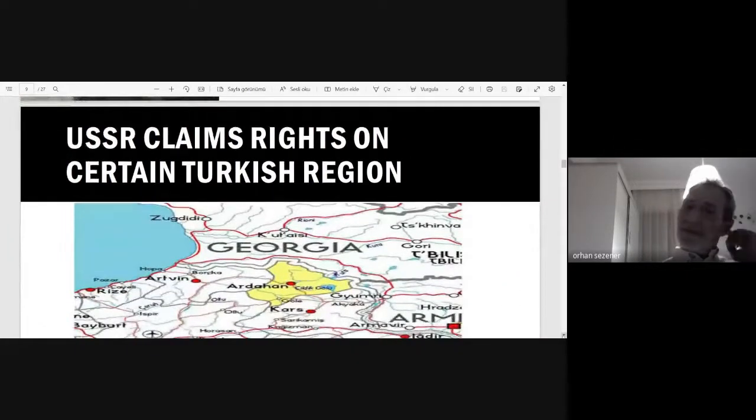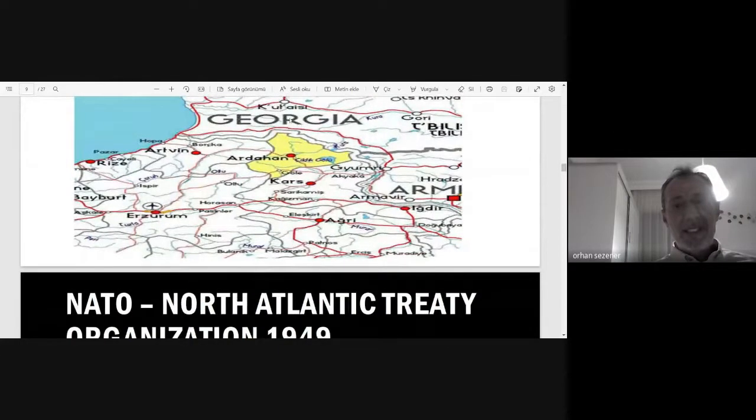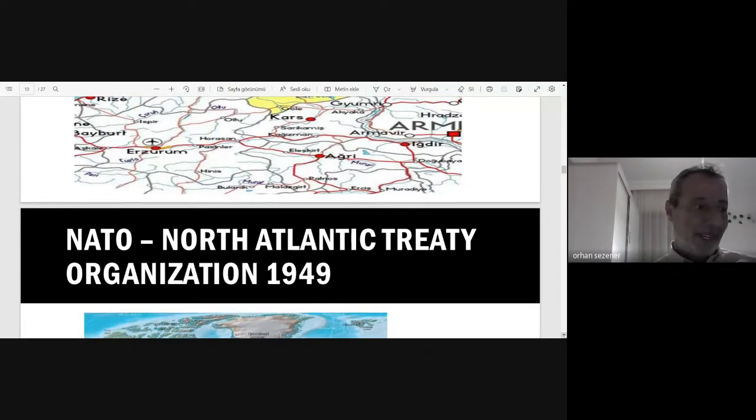The coming map shows the regions of Turkey over which USSR claimed rights under Stalin. You see, this is eastern extremity of Turkey, bordering Georgia and Armenia, which were under the USSR back then. And under this newcomer leader by the name Stalin, USSR claimed rights over these provinces of Turkey. So under the threat of Stalin, the leader of the USSR, Turkey started to feel kind of undefended or unprotected.